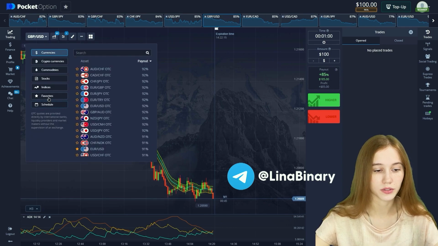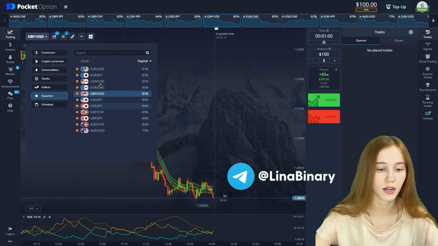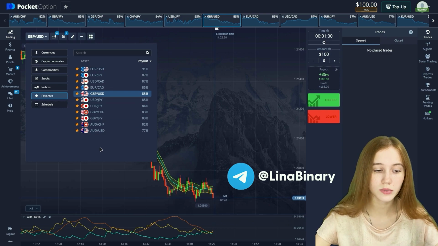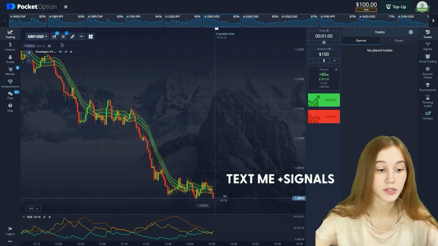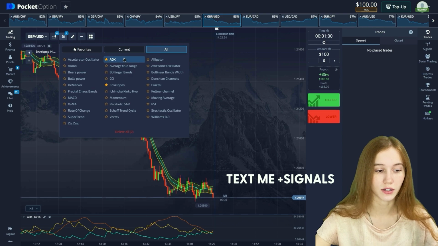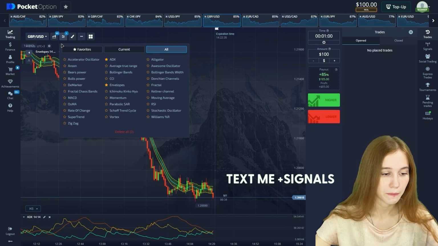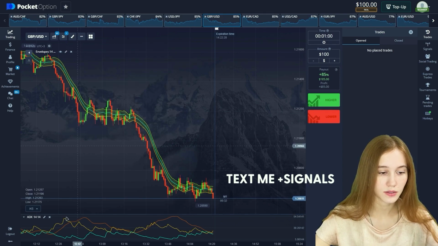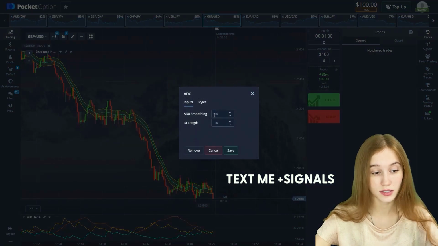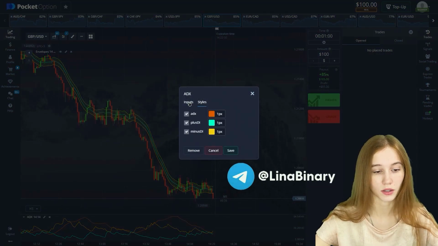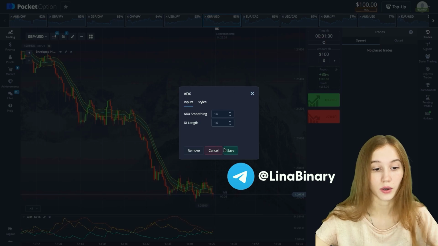So we'll also use two necessary indicators today. These are ADX and Envelopes. Let me tell you a little about these indicators. I'll start with the first one. Here are the settings for this indicator. ADX, let me tell you what it is and how it works.